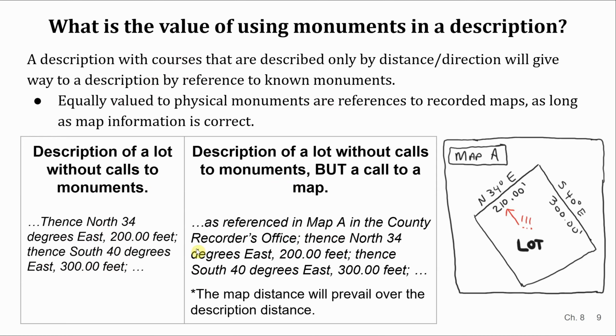So this example of a description says, as referenced in map A in the county recorder's office, thence north 34 degrees east, 200 feet, then south 40 degrees east, 300 feet. So the distances and directions are still the same as what we had in the description without a reference to a map. But a map typically implies the measurements were made. And so if we find on the map that one of the distances varies from what the description says, then the map distance is going to control.